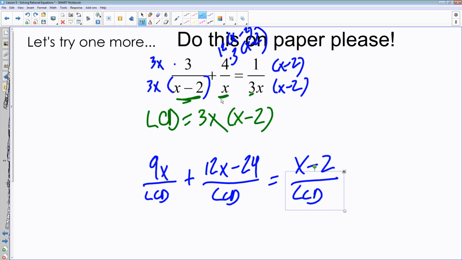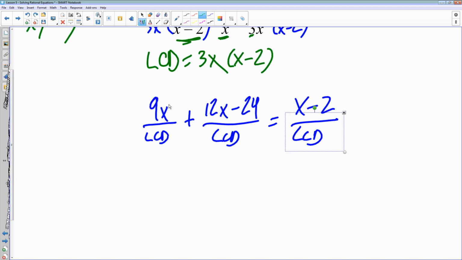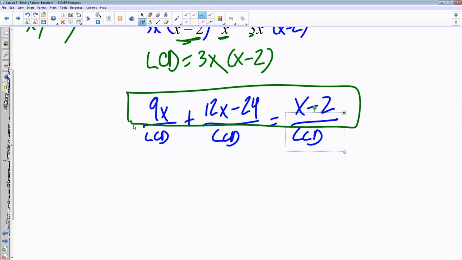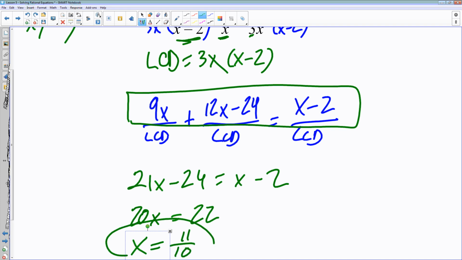Remember your restrictions. x cannot equal 2, and it can also not equal 0. So let's solve the problem here. We're going to add up our x's over here to get 21x minus 24 equals x minus 2. I would subtract x from both sides to get 20x. I would add 24 to both sides to get 22. And then I would divide both sides by 20 and reduce the fraction to get 11/10. And that is how you solve rational equations.